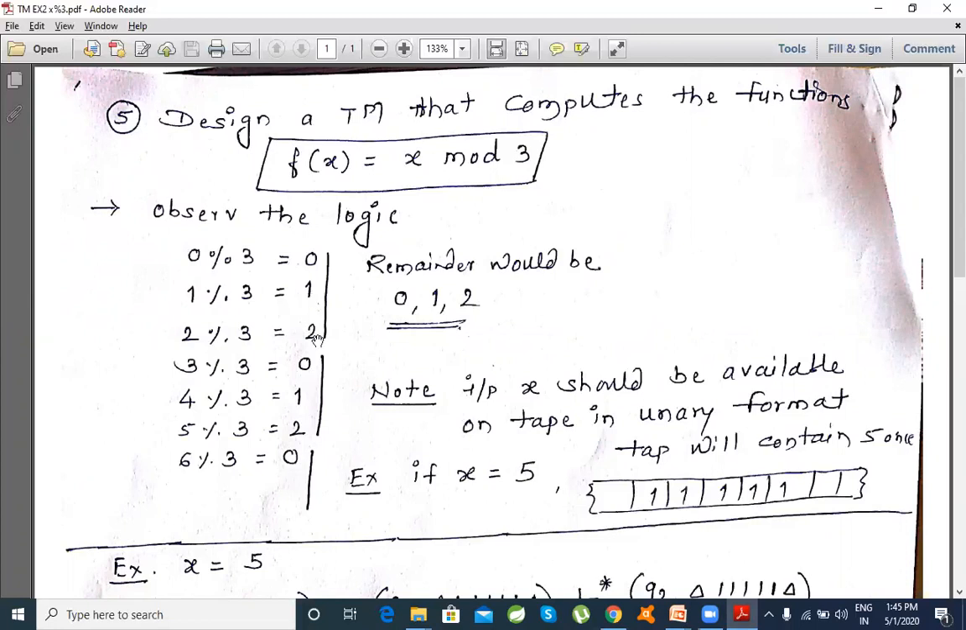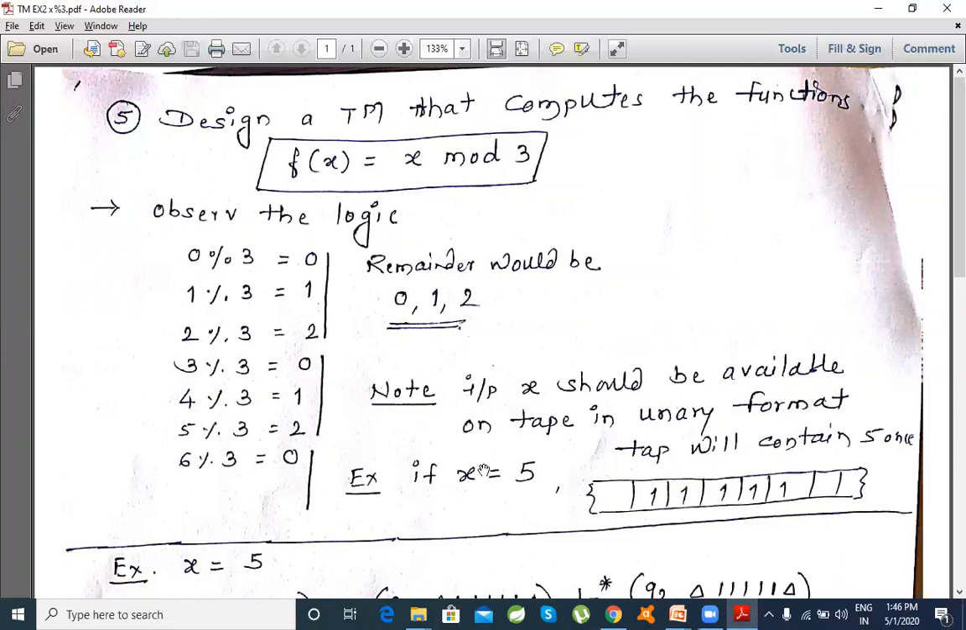So what is the logic, and how can we ask the Turing machine to compute this with its finite number of states? First, it has to remember how many ones the Turing machine has seen. So we need distinct states for remembering remainder 0, remainder 1, and remainder 2. Also take note: the input X should be available on the tape in unary format. We cannot process binary patterns.